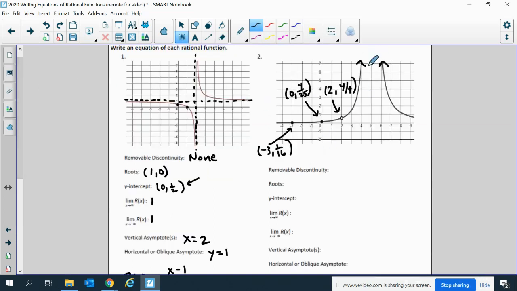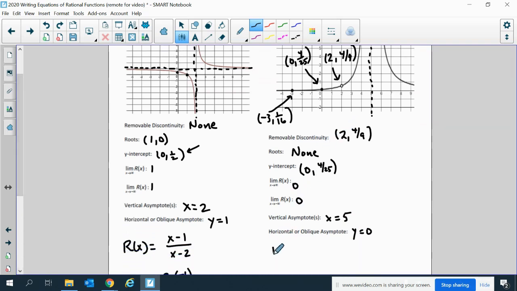Let's take a look at this function. It appears that we have a vertical asymptote at 5. We have a hole, a removable discontinuity at (2, 4/9). We have no roots. The y-intercept is (0, 4/25). And it appears that the limit as we go to infinity and negative infinity of the function is 0. So therefore, there's a horizontal asymptote at y equals 0.